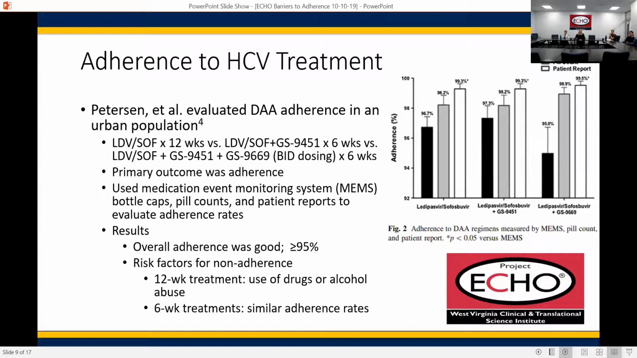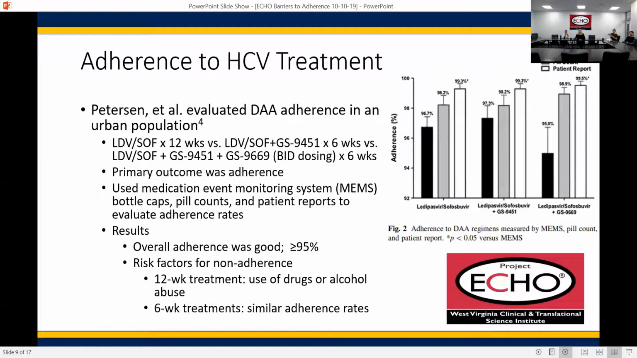And they measured adherence 3 ways. They did the electronic caps, which was the MEMS system. They did the pill counts when the patients came in, and then patient reports. So they did questionnaires. So you can see the results here on the chart over on the right with all 3 adherence rates reported.